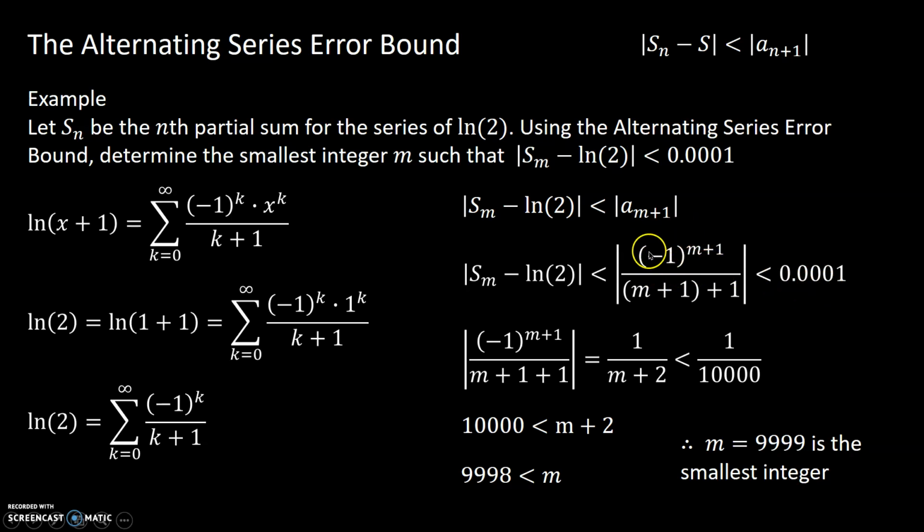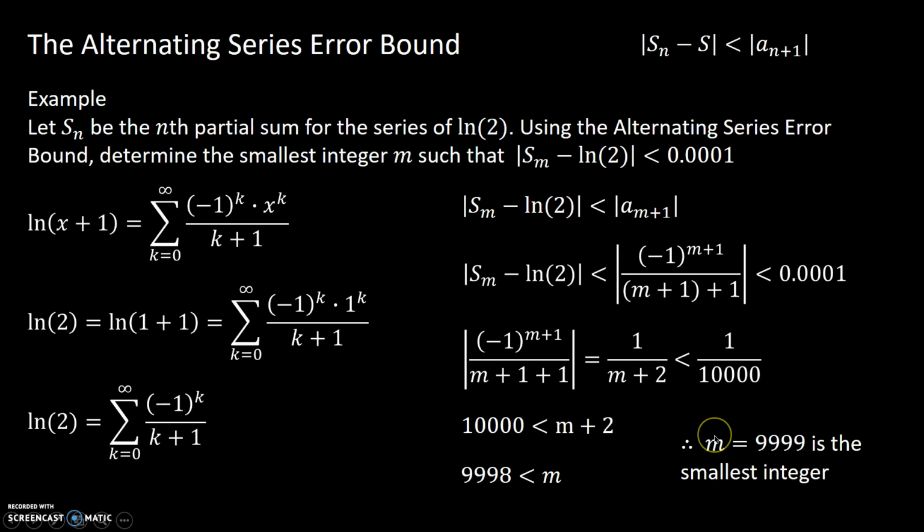Well, negative 1 to any power with an absolute value is going to be 1, while m plus 2 stays in the denominator. And these are both positive quantities. So we multiply through and we show that m must be greater than 9,998. And since m is an integer, 9,999 is the smallest integer.